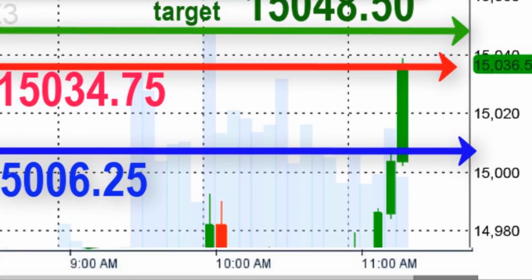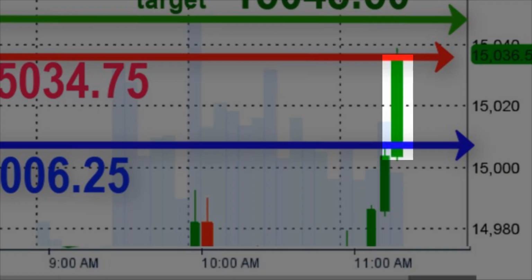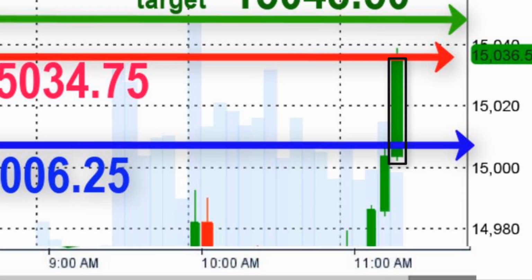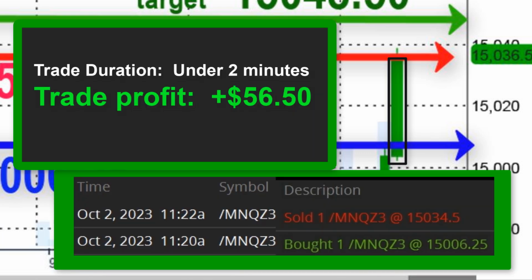I want to show you this trade happened inside of one 5-minute candlestick. The trade was only about 2 minutes long. That candlestick is 11:20 to 11:25. Only I got in the trade at 11:20 and I was out at 11:22.